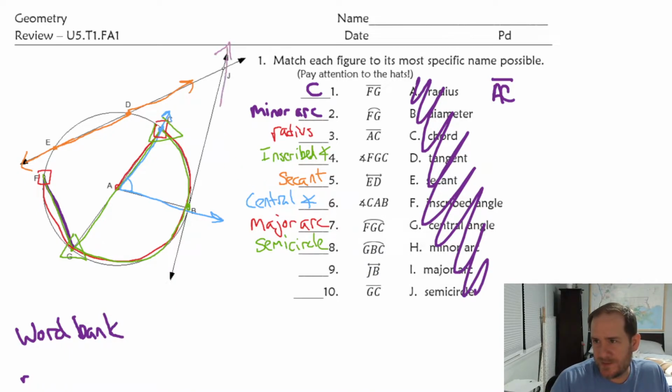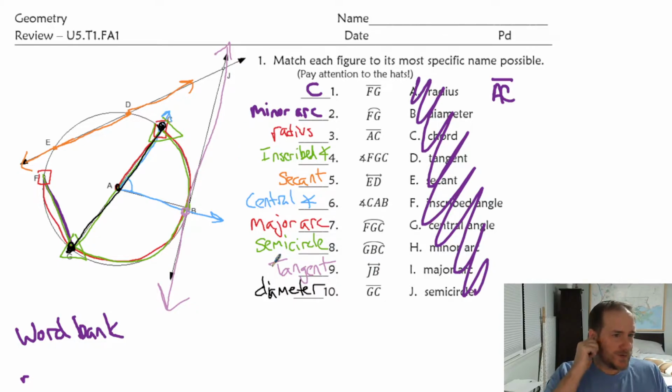Okay, now you've got line JB. Line JB is this guy. And since that line hits the circle only once, that's a tangent. And then lastly, GC, segment GC. We already said that one. Segment GC is this guy here. That goes all the way across the circle, passes through the center. That's a diameter.